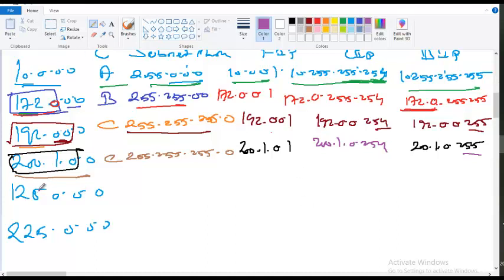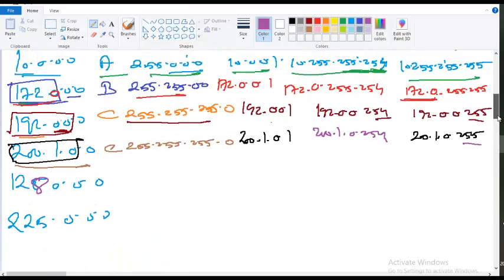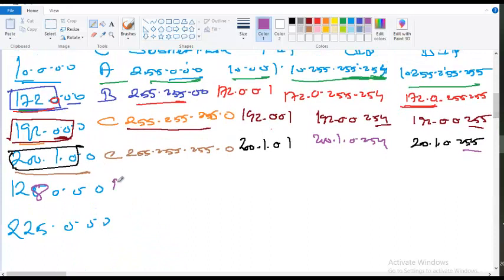And this is 128. I have written 128. 128 is class B again. So the class B mask is 255.255.0.0. The first IP is going to be 128.0.0.1.